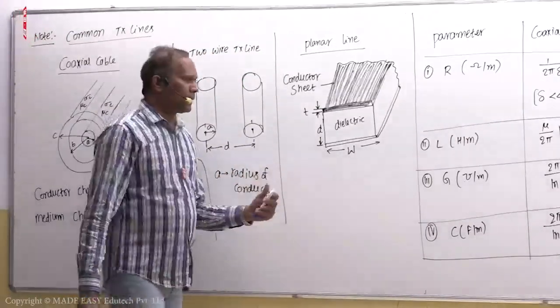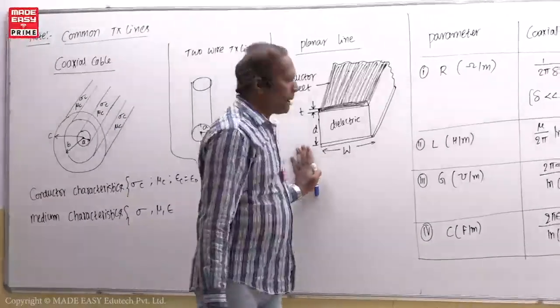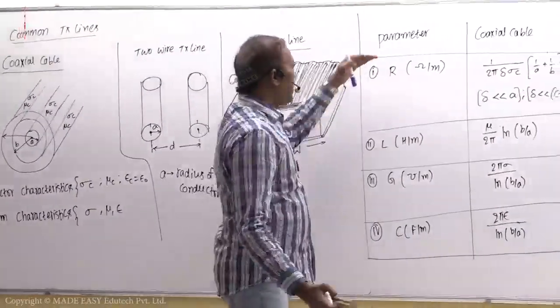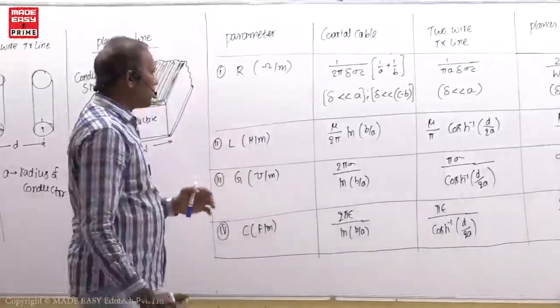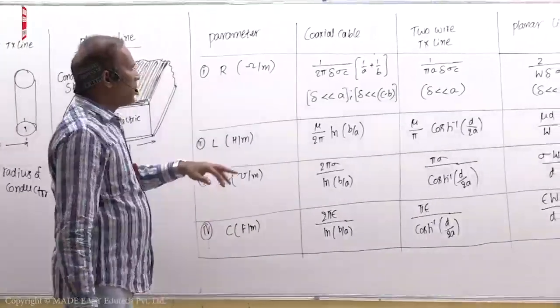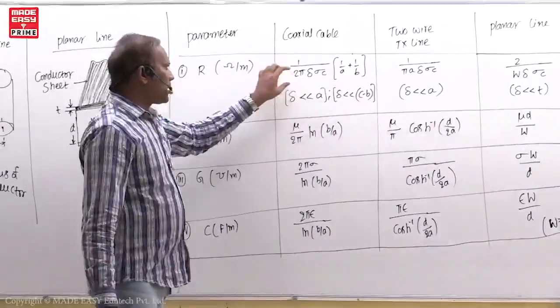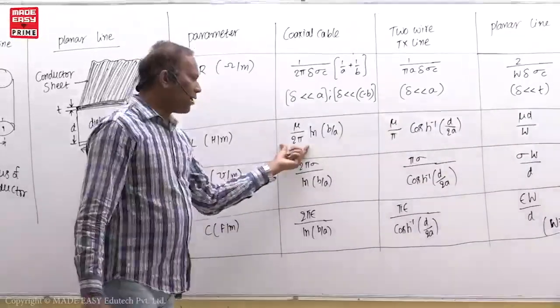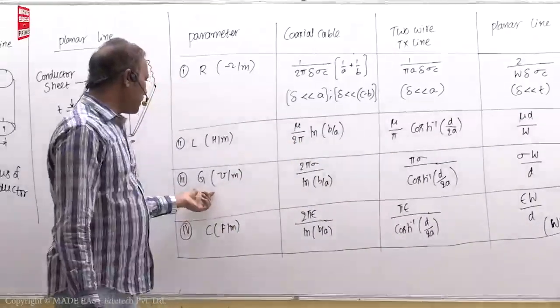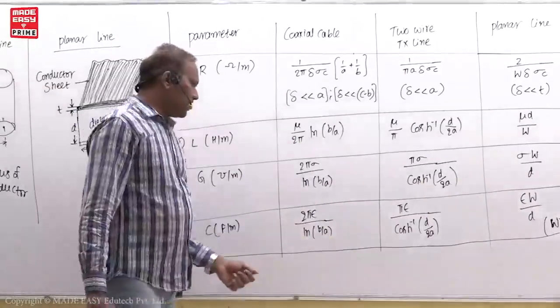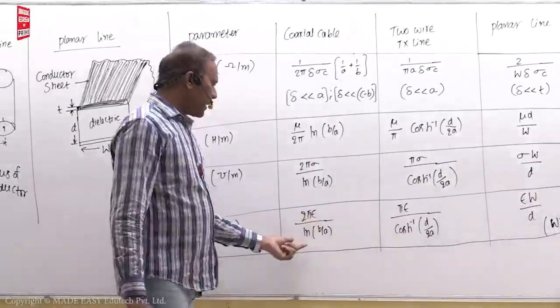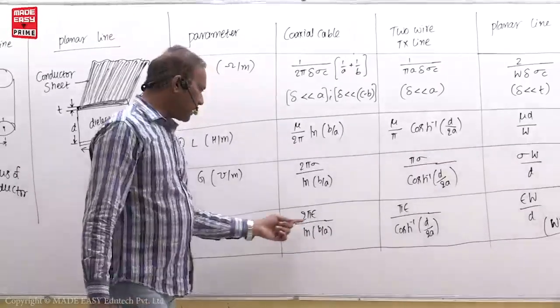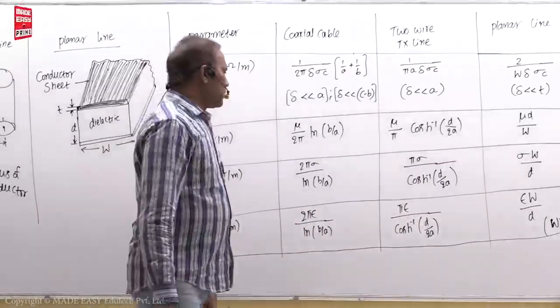Now for these parameters, if you do the derivations, the parameters RLGC for each transmission line become, for coaxial cable, these. This is the resistance, this is the inductance. Already we have solved this in static fields also, and C is this one, 2 pi epsilon h by ln b by a. Per meter length you are taking h equal to 1.